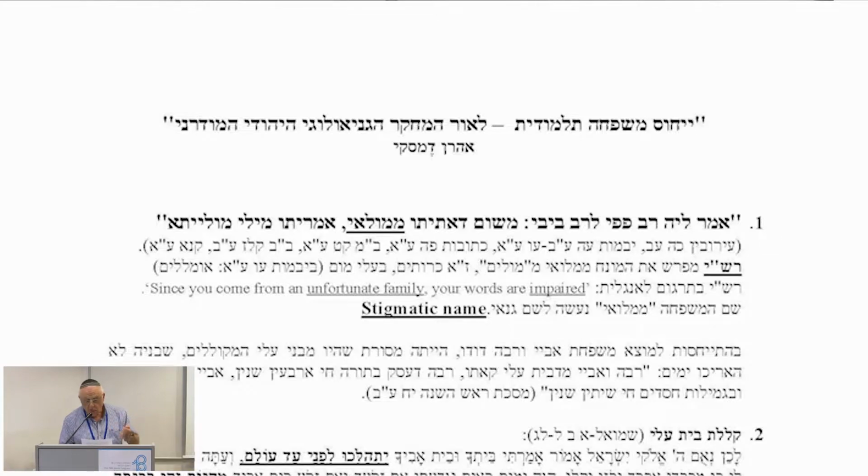It says like this: Mishum, because your family is Mamlai, therefore you say words that are broken up, are shortened, are circumcised. You don't give us a complete picture. In other words, what Rabbi Papa is saying is that your name Mamlai, that collective family name, says something about your family, that you don't give a complete statement. It's a stigmatic name. He wants to apply this name as a stigma to the statements of Rabbi Bebai.